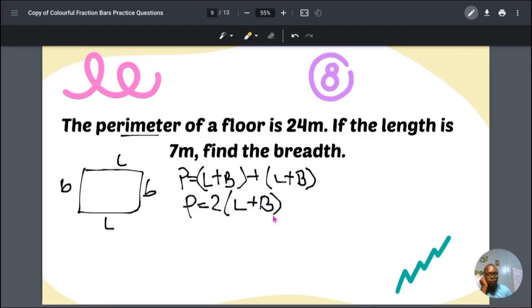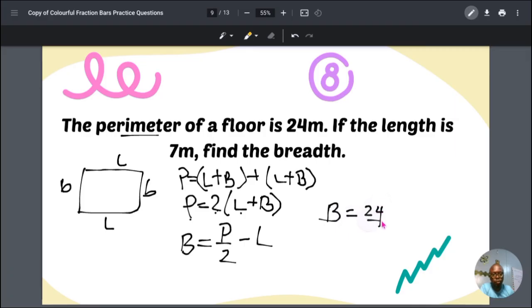So now that we are looking for the breadth, the first thing we are going to do, the formula is to divide the perimeter by 2, and then you subtract the length. This 2 here comes under the perimeter, and this length goes as a subtraction. So the breadth will be perimeter divided by 2, that's 24 divided by 2. You get your answer, then you subtract 7. So 24 divided by 2 is 12, minus 7 is 5. So the breadth here is 5 meters.